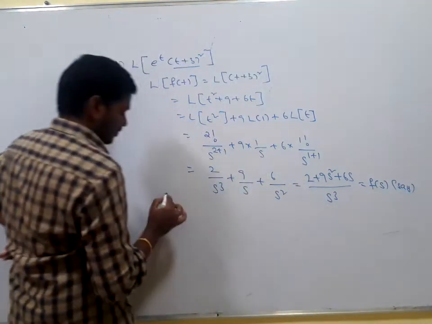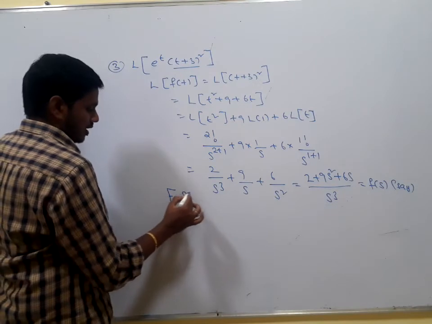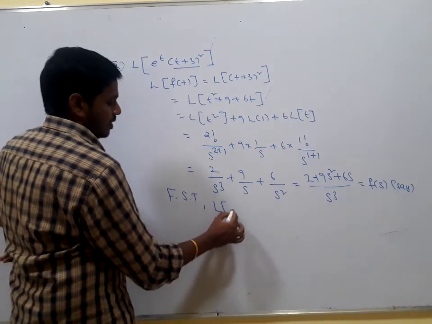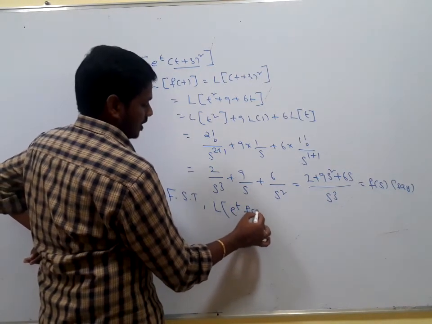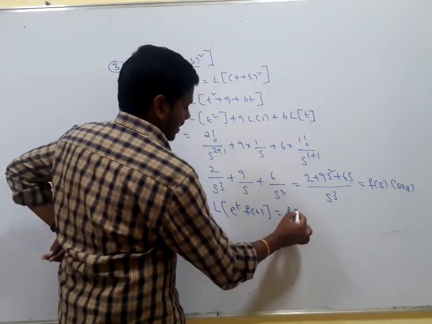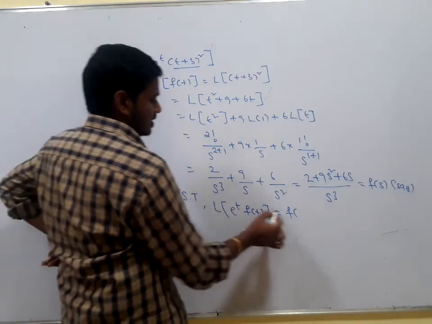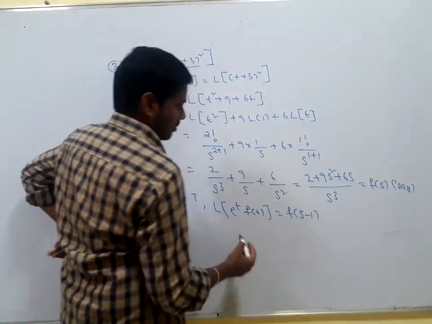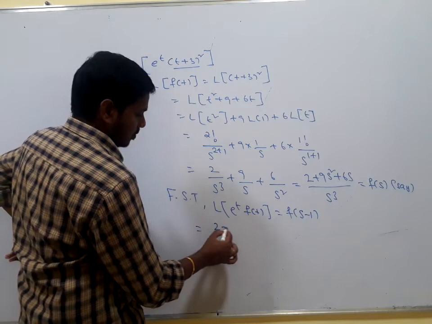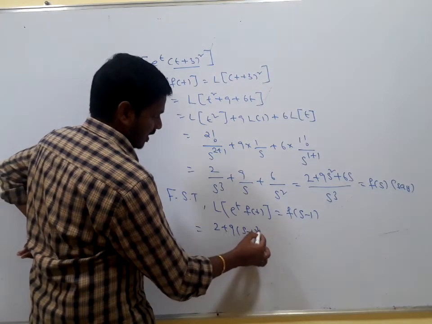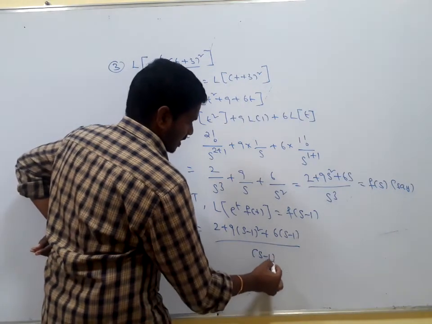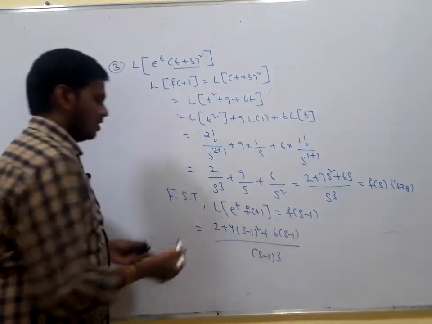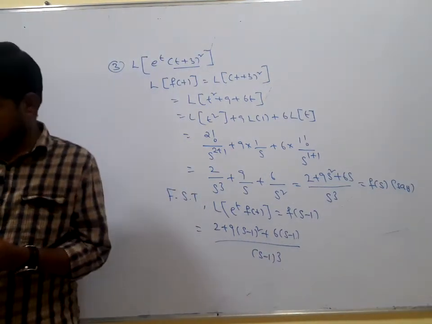Using the first shifting theorem, the Laplace transform of e to the power of at into f of t is equal to F of s minus a. Here a is equal to 1, so s minus 1. Just replace s with s minus 1: 2 plus 9 into (s minus 1) whole square plus 6 into (s minus 1), divided by (s minus 1) whole cube. If you simplify this, you will get the answer.